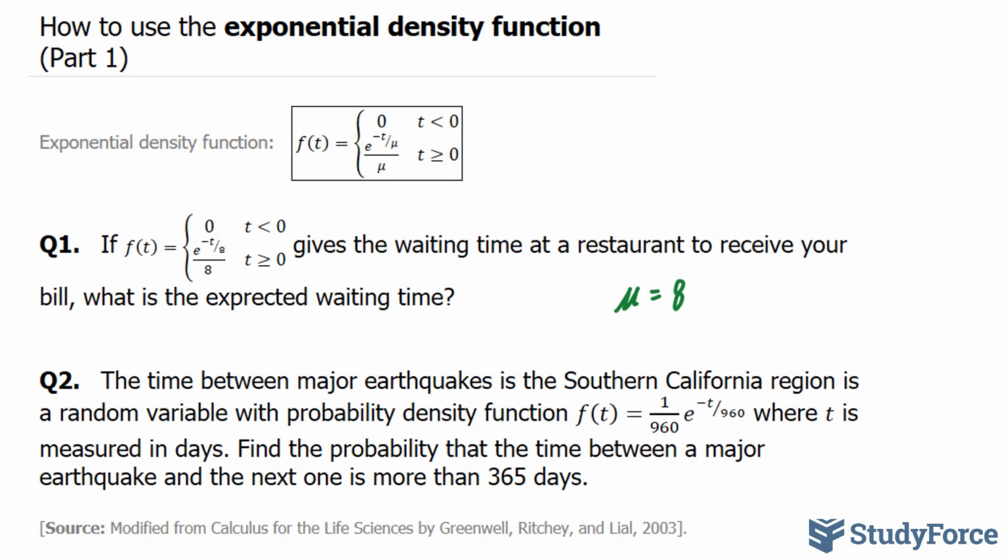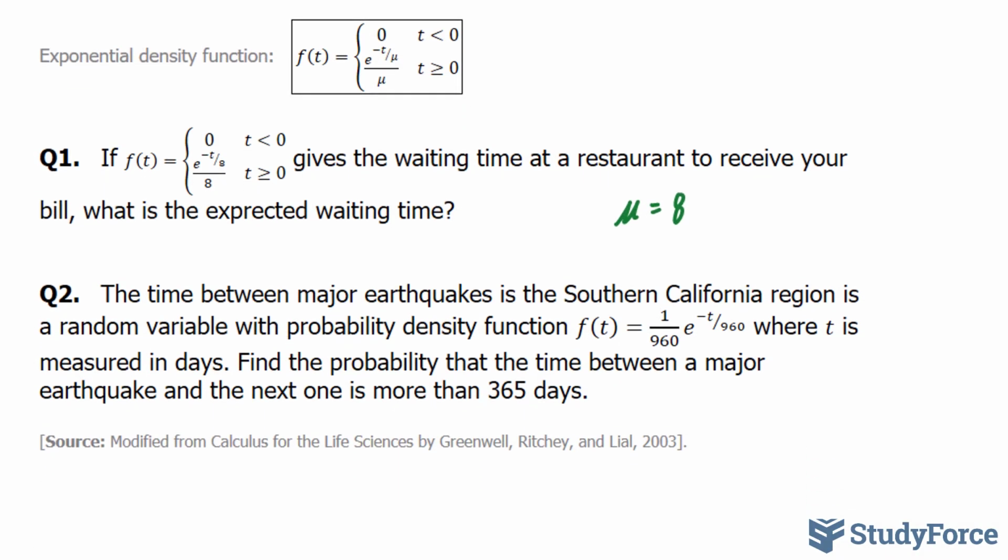In question number 2, we're asked, the time between major earthquakes in the Southern California region is a random variable with probability density function defined here, where t is measured in days. Find the probability that the time between a major earthquake and the next one is more than 365 days. So what we have to do is find the probability that t is greater than 365 days.